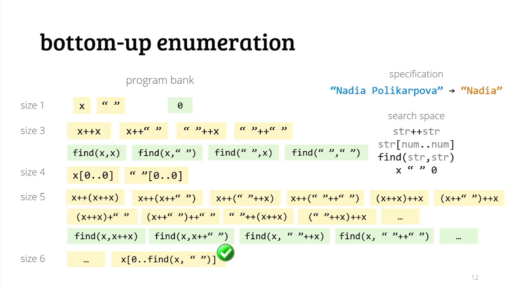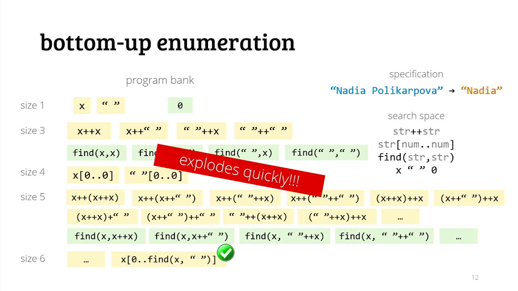And it's nice, but as you can see, the size of this bank grows really quickly with the size of the programs, right? So if our solution is a bit larger, then it will take a very long time to get there. So basically, it explodes quickly. OK, but what is one idea for how we can prune this bank, right? How we can remove some programs from this bank so that we don't have to enumerate so many programs?